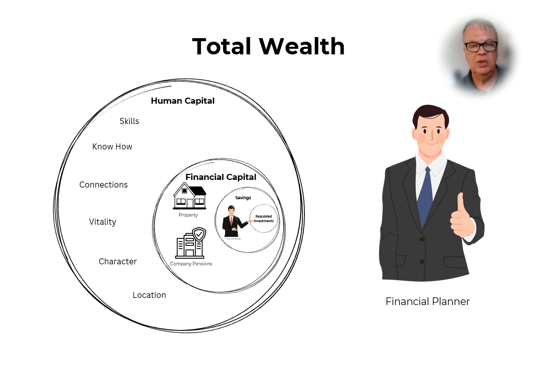Their ability to use their skills, know-how, connections, health, character, and location to generate earnings could be far more important, could be the greatest asset for the client. And then we see savings within that, and investments within that is a small proportion, and regulated investments is a small proportion, still probably down to about 1% of total wealth at this stage. But that's not all of it. So there's another step.